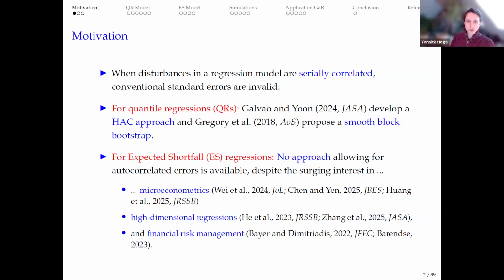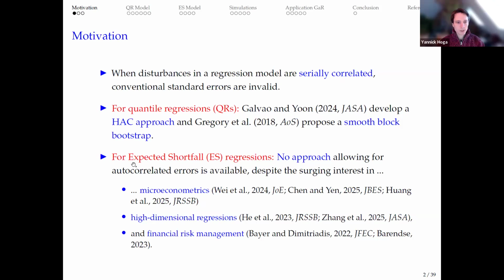Second option would be to use the bootstrap that Gregory et al. proposed, and that also has been shown to be a valid method to account for serially correlated errors in quantile regressions. Okay, so that's the state of the art for quantile regressions. However, other types of regressions have also garnered a lot of attention recently, and one such type of regression is an expected shortfall regression.